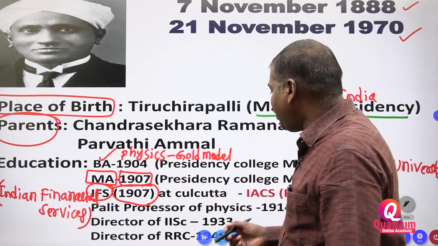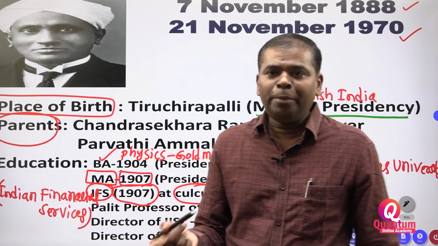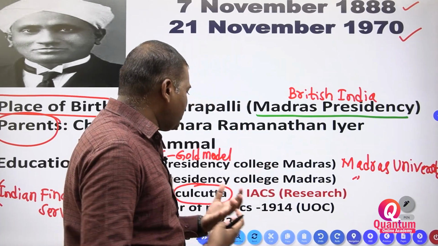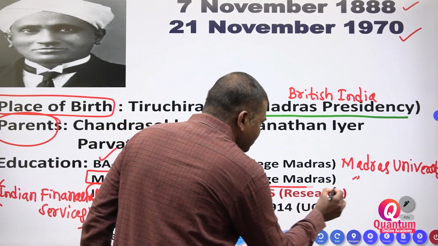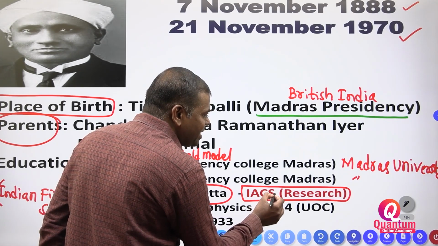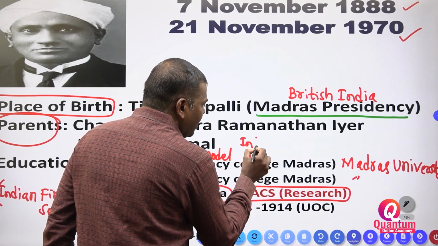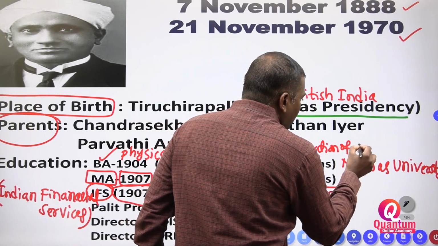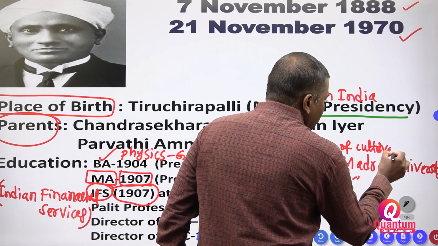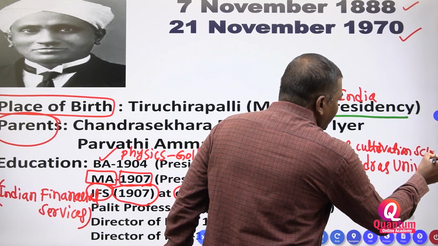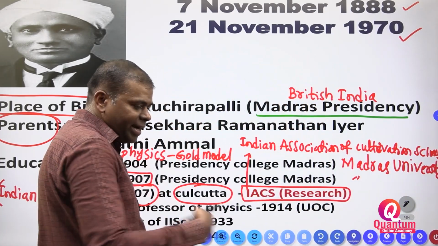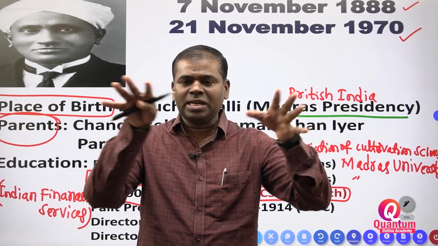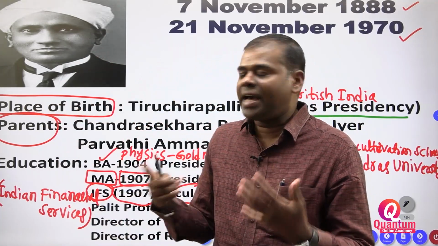Where was he posted? He was posted at Calcutta, but his dream was in a scientific orientation. That is why he associated with a scientific organization, the Indian Association for the Cultivation of Science, IACS, a research organization. There, he went as a part-time researcher and did some research while acting as an IFS officer.